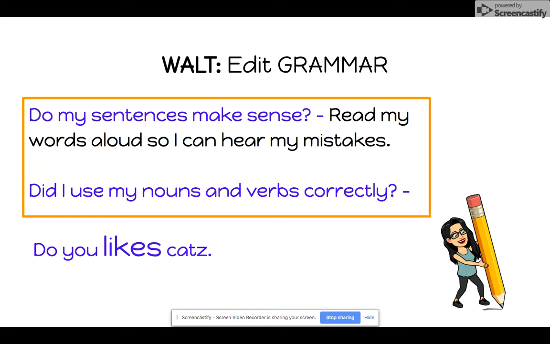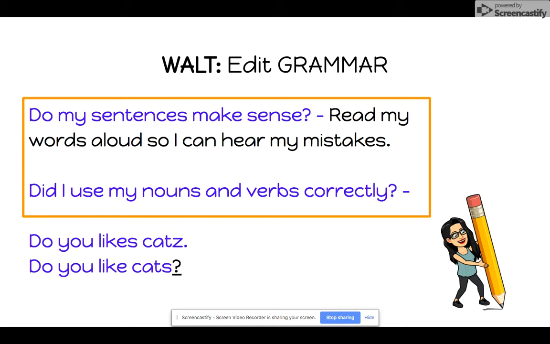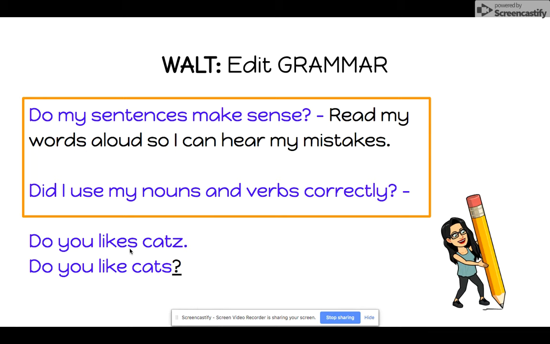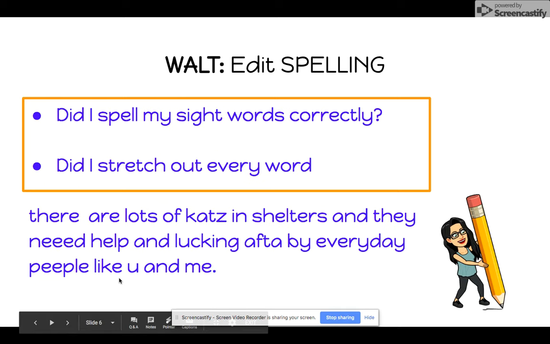Let's have a look at this example of a sentence that I wrote. Do you like cats? What's wrong with that sentence? You're correct. I had a misspelling on cats. I was asking a question and I had a full stop. And more importantly, I had an extra S. Do you likes instead of do you like cats? Well done, you spotted them.